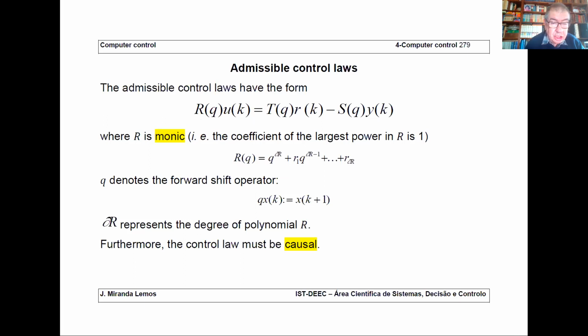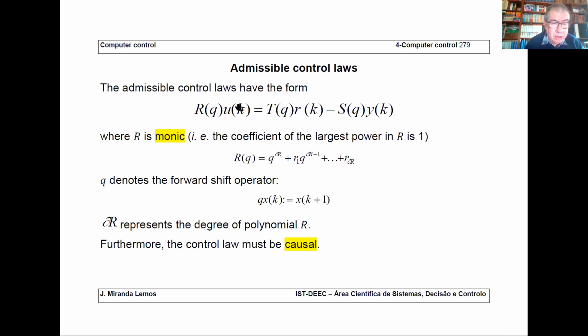So it is Q up to some degree. I denote by this symbol, del R, the degree of polynomial R. So Q up to some number, plus a coefficient R1 times Q up to some number minus 1, and so on up to a constant. Okay? So don't get confused with the reference, because this is just a polynomial.